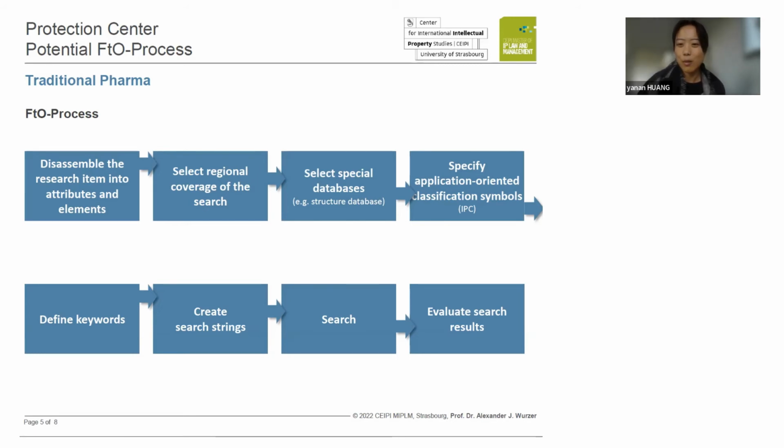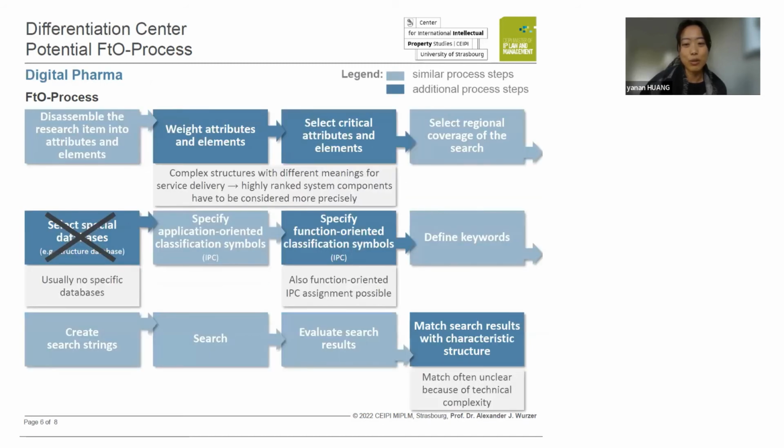The last one is to evaluate the search results. This analyzes the search results to determine whether the product we want to sell would infringe someone's prior art locally, or whether there's a risk of infringement. This could give advice on IP for the further marketing plans. Next, my colleague will present the FTO process for the digital pharma business and the changes compared with the traditional one.